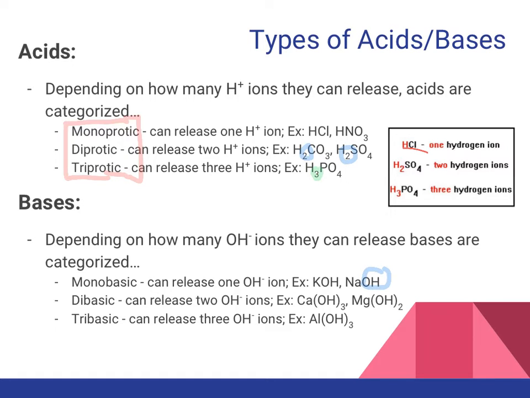We have one hydroxide, therefore it's monobasic for sodium hydroxide. For magnesium hydroxide, we have two of them. Calcium hydroxide, that should say 2, and it says 3. Oopsies. That should say 2 right there. CaOH2, that would be 2 hydroxide ions, which would be dibasic. And the last one, AlOH3, has 3 hydroxide ions, which would be tribasic.